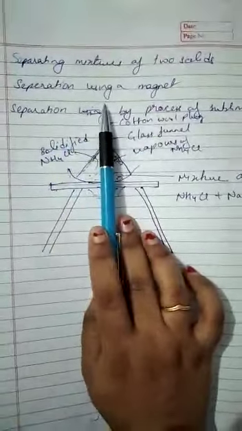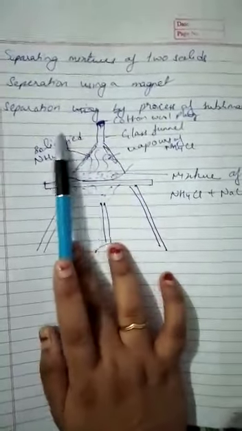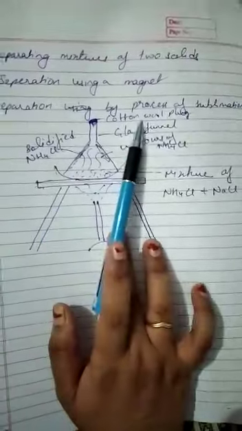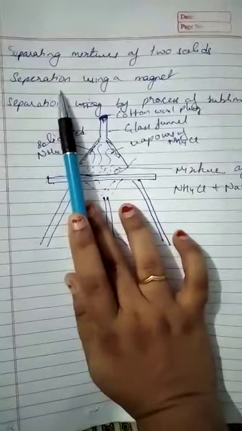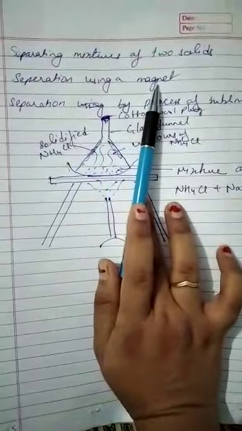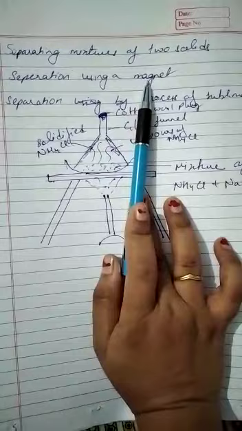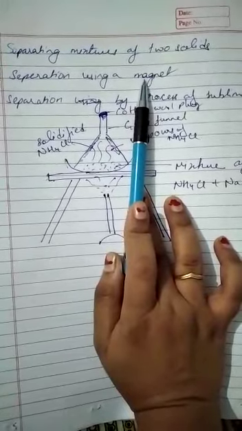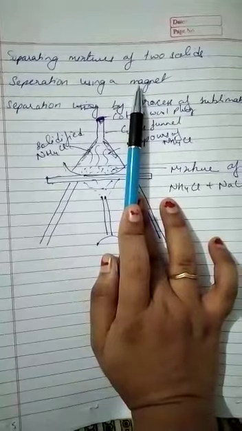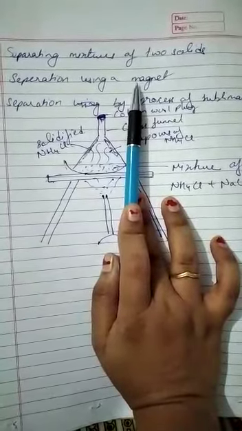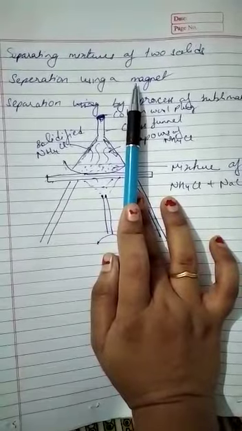Solids can be separated by two methods. The first one is separation using a magnet, and the second one is separation by the process of sublimation. First, we move to separation using a magnet. How is separation using a magnet done? Students, all of you know that a magnet attracts the metal iron. So if a mixture contains iron as one component, it can be separated by using a magnet.